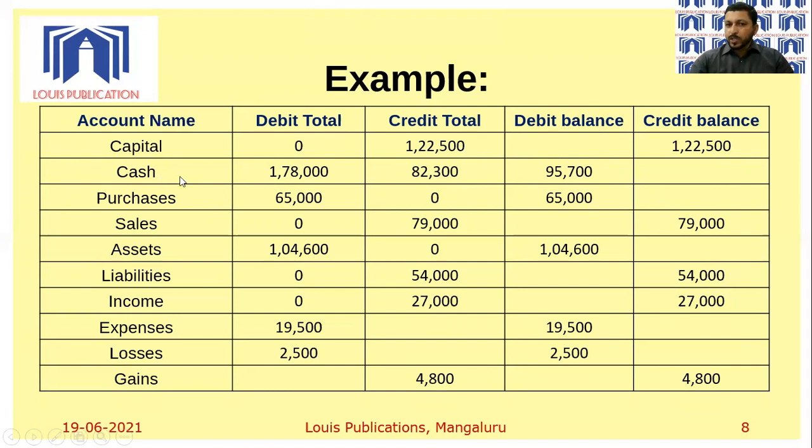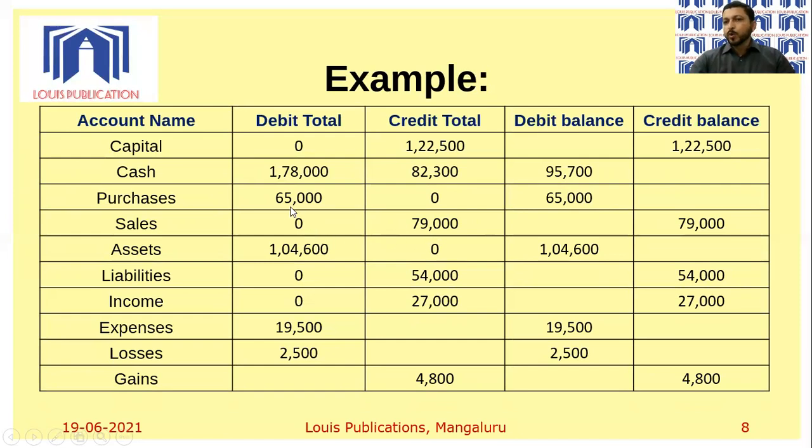Similarly, I have prepared a cash account. The debit total of cash account, let's say, is 1,78,000 and the credit total is 82,300. So if I balance the cash account, I will find a debit balance of 95,700, that is 1,78,000 minus 82,300 rupees. I go to purchases account. Purchases account is debited with 65,000 rupees. There is no posting on the credit side of purchases account at all, so the credit total is zero. When I balance purchases account, I get a debit balance of 65,000.